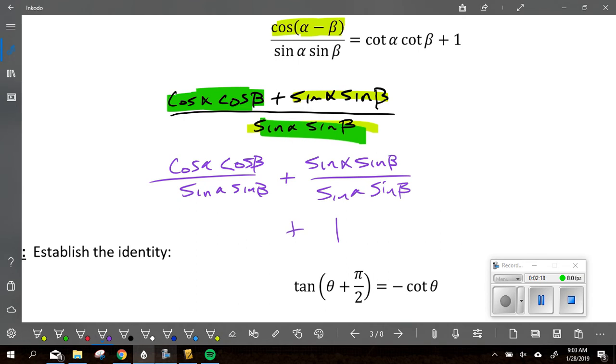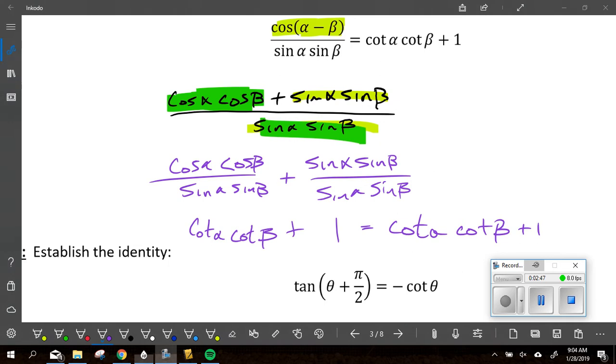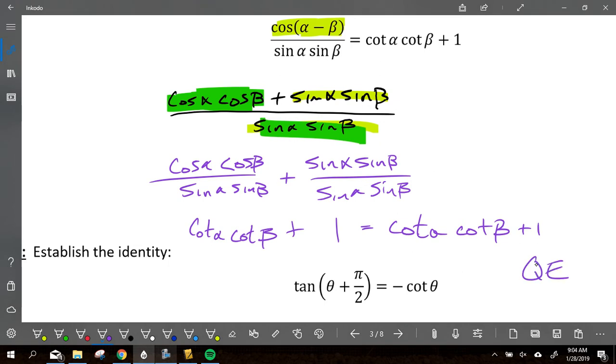One of the things that helped me here is I looked at what I was trying to get it equal to. What I was trying to get equal to was two separate parts, so it made sense to split up the two things that I had into two separate parts. That got me 1. I've got cosine alpha over sine alpha on top, cosine beta over sine beta on bottom. When we put that together, that gets you cotangent alpha cotangent beta plus 1. Both sides are equal to each other. QED.